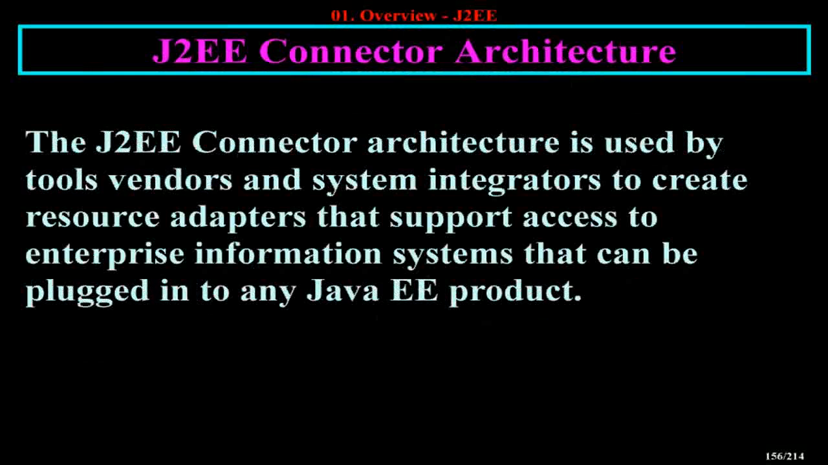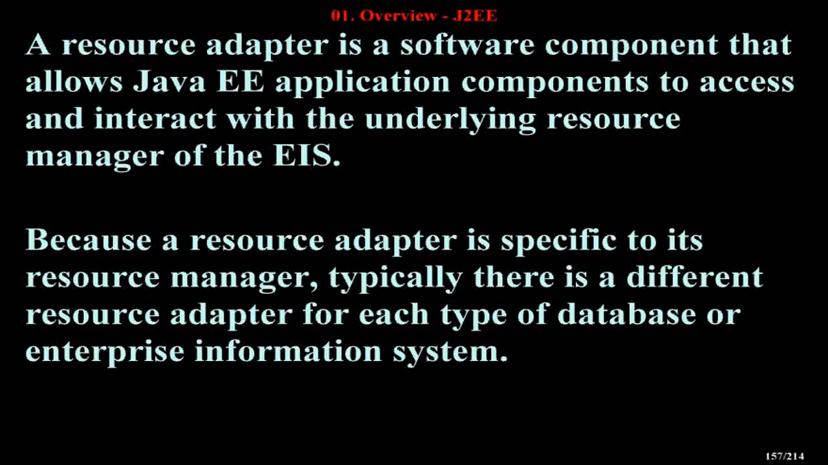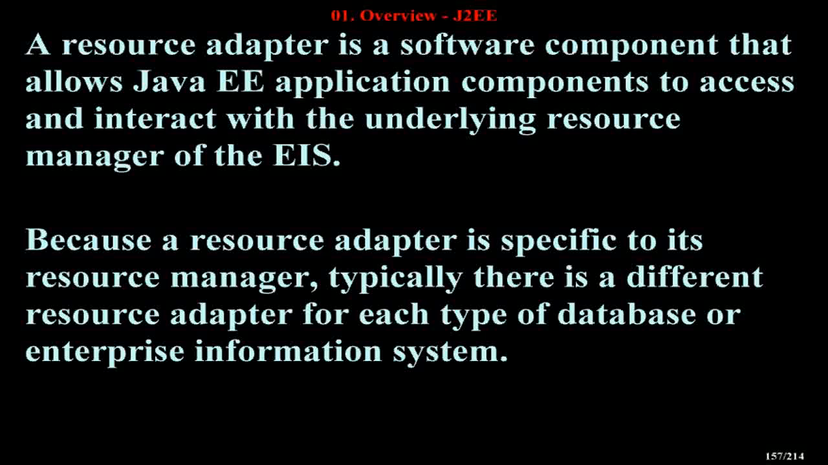J2EE Connector Architecture. The J2EE Connector architecture is used by tools vendors and system integrators to create resource adapters that support access to enterprise information systems that can be plugged into any Java EE product. A resource adapter is a software component that allows Java EE application components to access and interact with the underlying resource manager of the EIS. Because a resource adapter is specific to its resource manager, typically there is a different resource adapter for each type of database or enterprise information system.